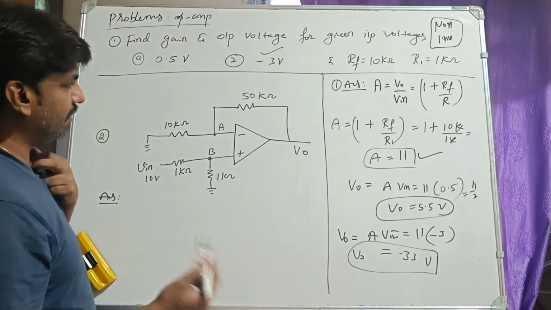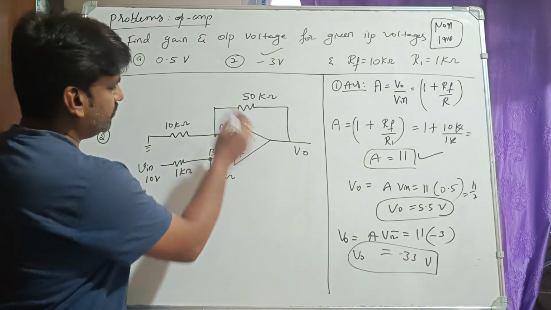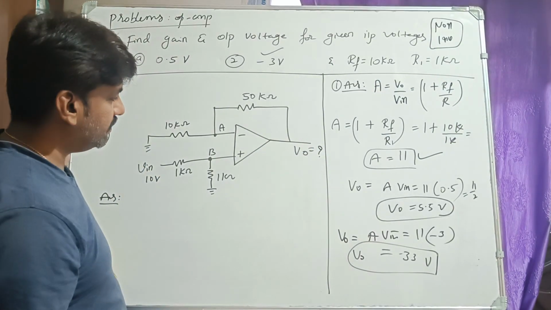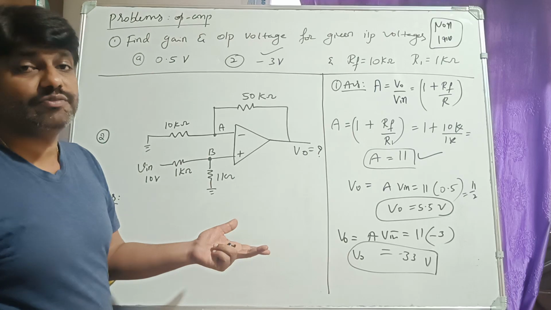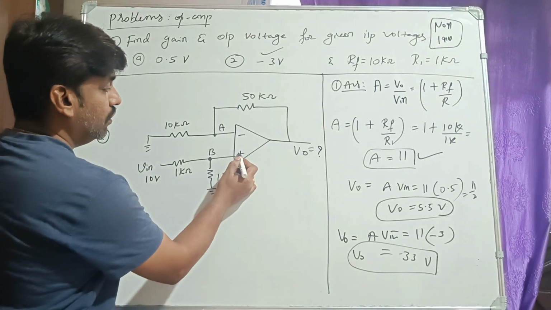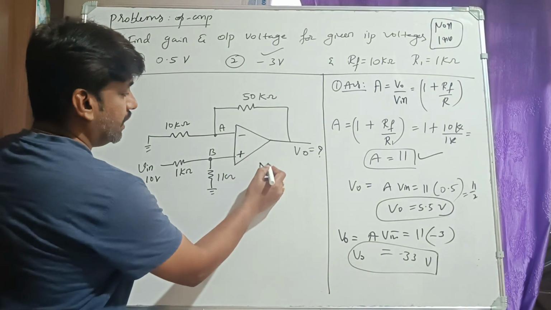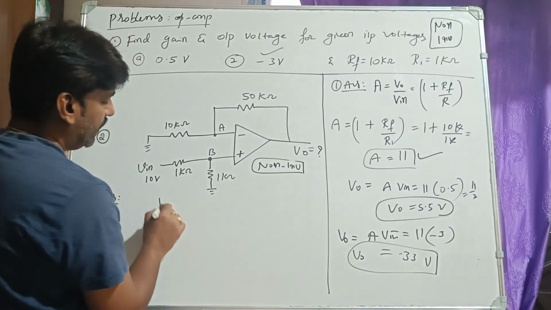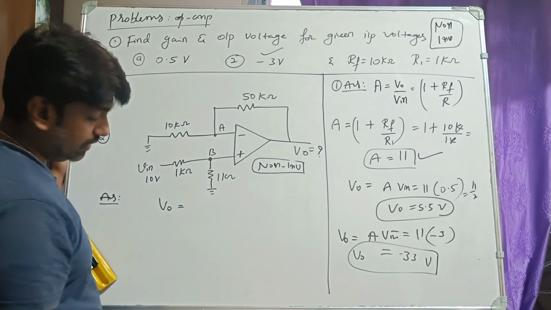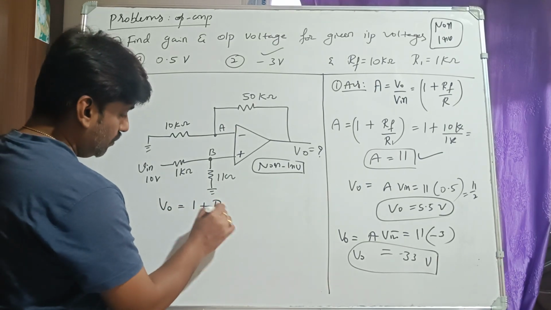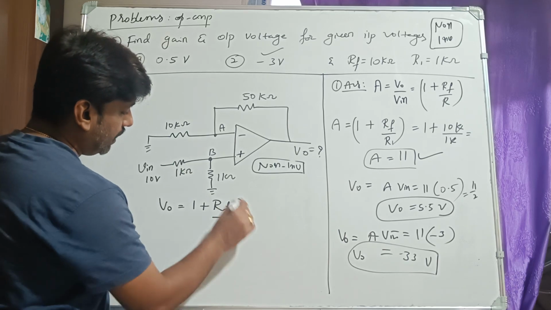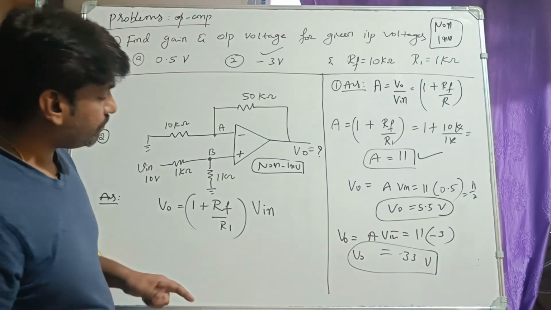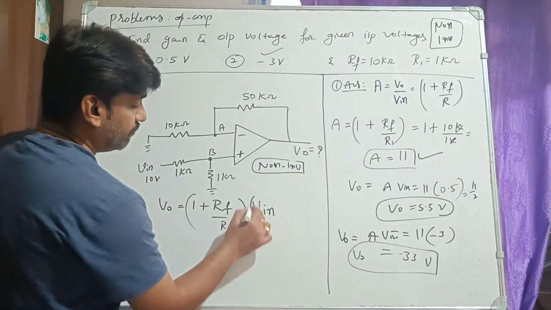The second problem is a little bit different compared to the previous. Now they are asking you to find out the output voltage. How to find the output voltage for this? What type of amplifier is it? Input is given to plus. Plus means it is a non-inverting amplifier. If it is a non-inverting amplifier, I should use the formula for non-inverting amplifier: 1 plus RF divided by R1 multiplied by Vin. Right?